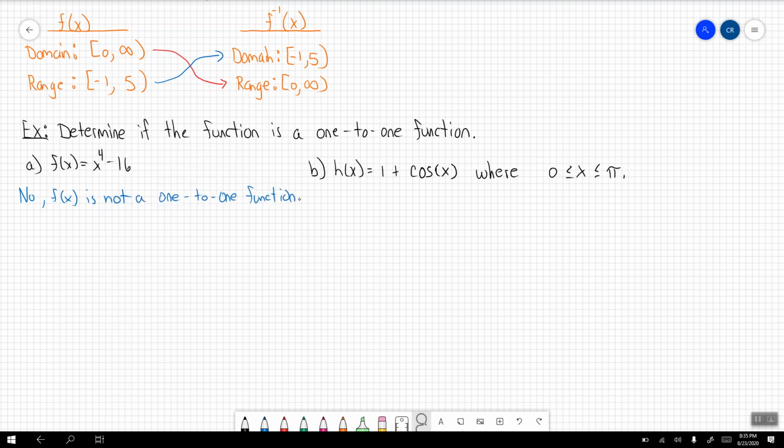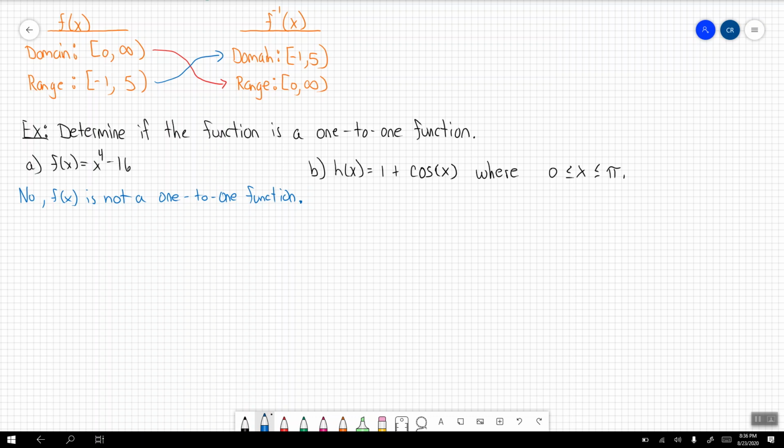There we go. Awesome. This is why I like technology. I can copy and paste, or I can highlight and move as I want to instead of deleting a whole paragraph or sentence. So no, f of x is not a one-to-one function.